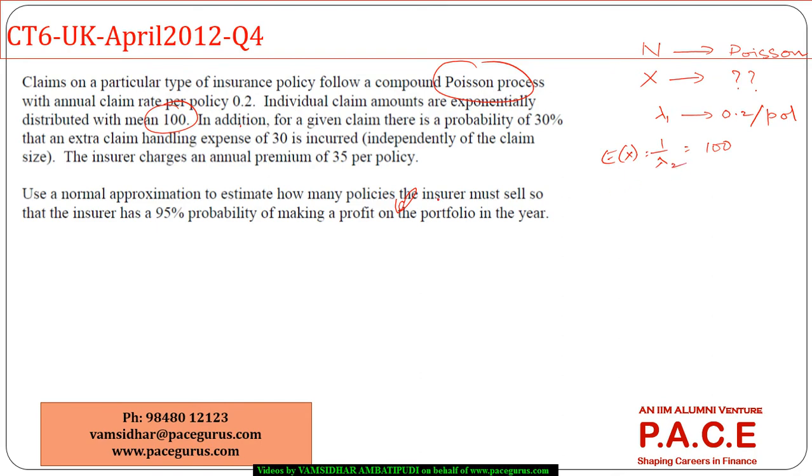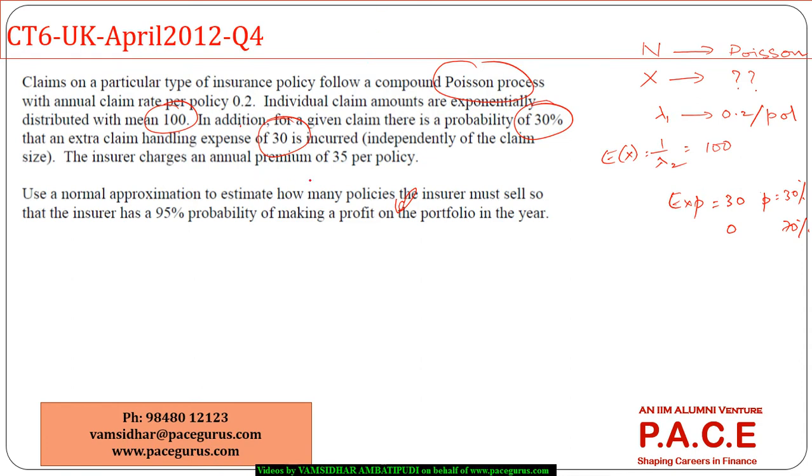In addition, for a given claim, there is a probability of 30% that an extra claim handling expense of 30 is incurred. So the expense is 30 and the probability is 30%. So there is a 30% chance that the expense is 30, and a 70% chance that the expense is 0.